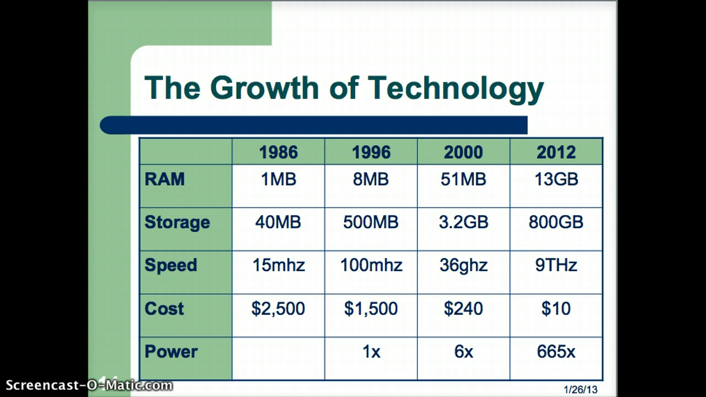4 years later, in just 4 years, it jumped to 51 megabytes of RAM, 3.2 gigabytes of storage. You can look at the speed, and the cost drastically was reduced for that amount of power and speed and storage. And then 2012, more recently, you can get 13 gigabytes of RAM on a computer and 800 gigabytes of storage, 9 terahertz of speed, and all of that would cost you $10 if you broke it down. And of course, the power would be 600 times what it was in 1986.